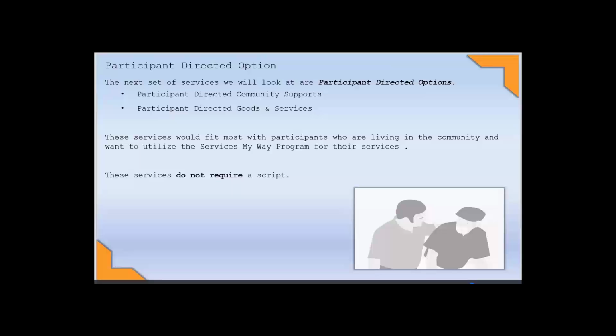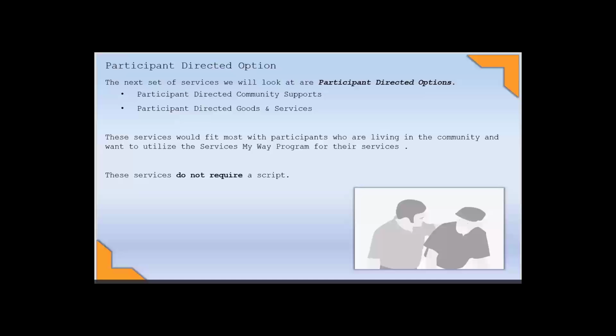A high-level overview of the Services My Way program is basically where a participant manages their own budget of services. So they have a certain amount of money and they are able to spend it on their different services such as PAS, home delivered meals, incontinence supplies, things like that. But they are completely responsible for managing their budget.